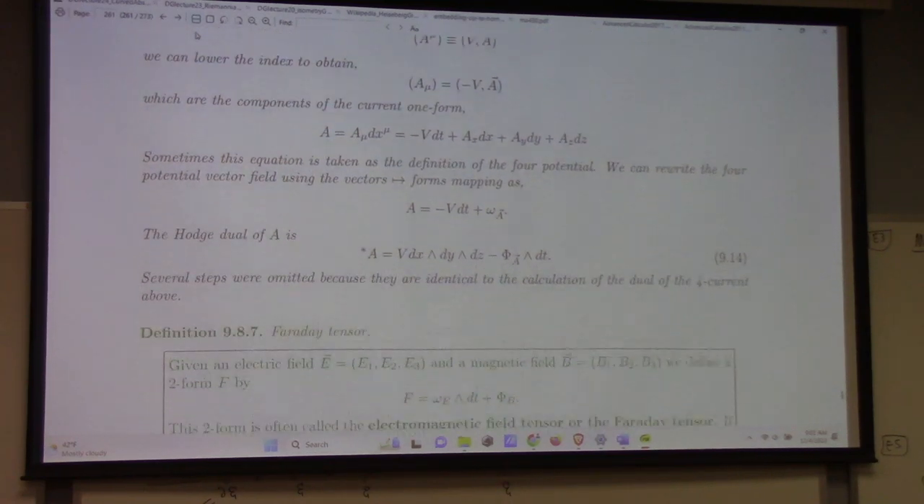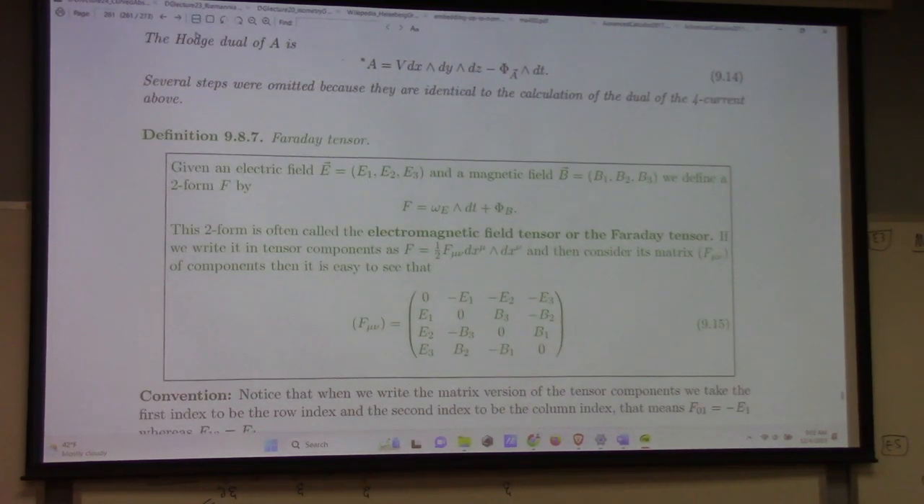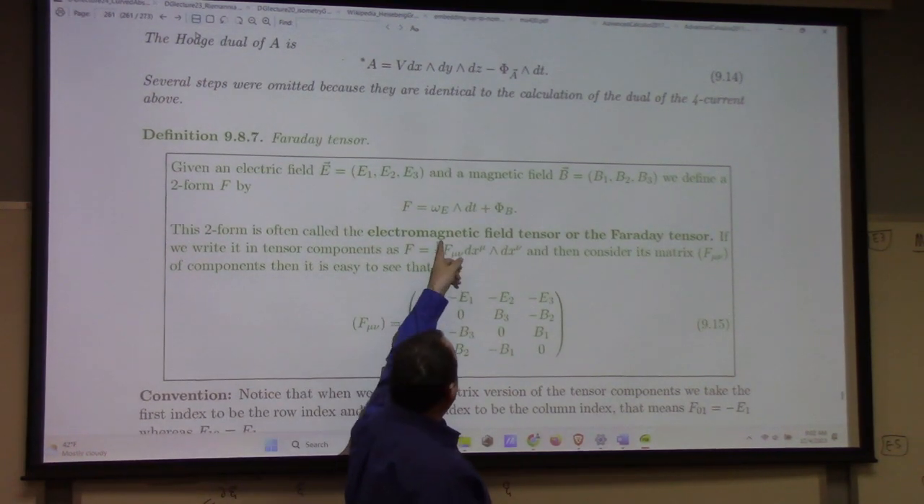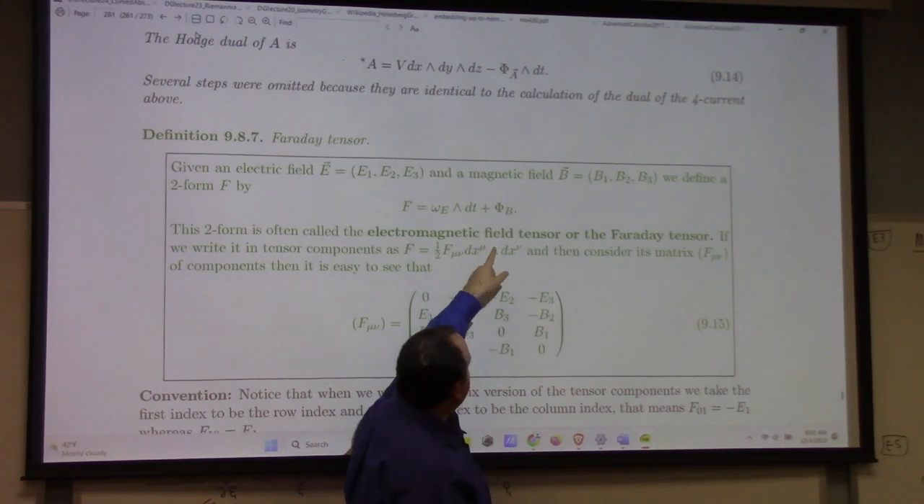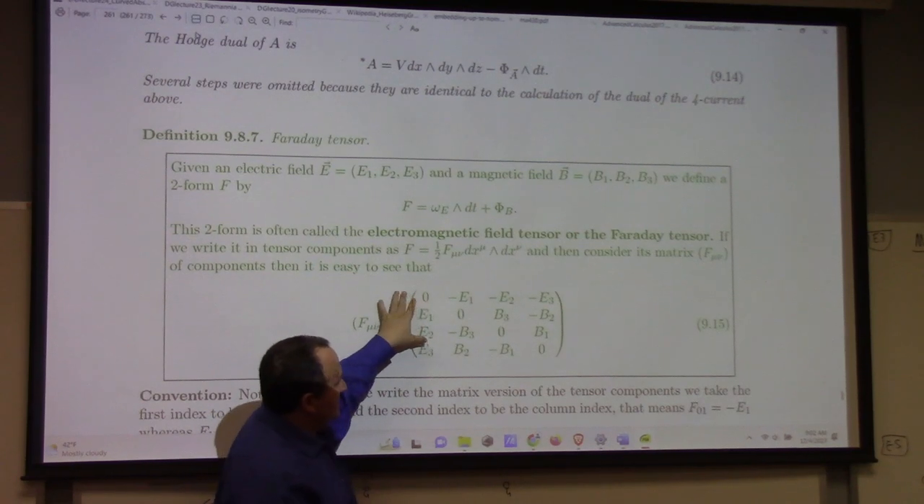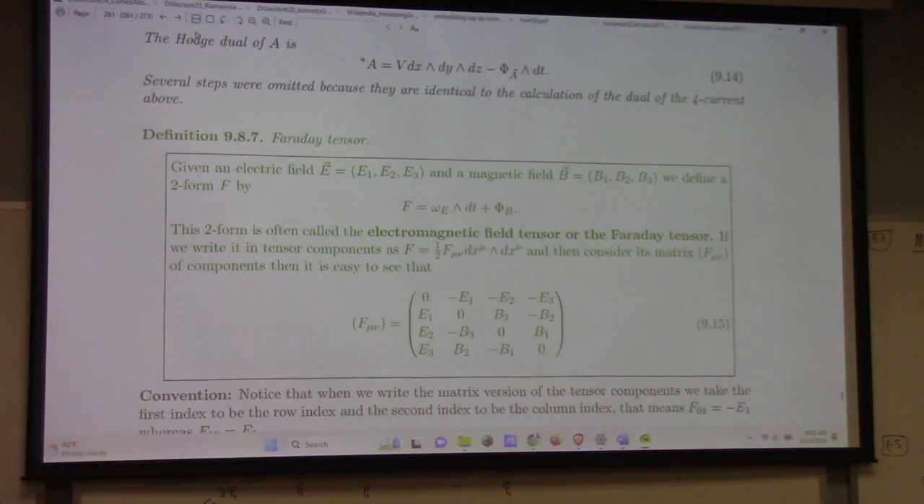You can write electromagnetism in terms of something called the Faraday tensor, which is formed from the work form of an electric field wedged with the dt plus the flux form of a magnetic field. So you have this 2 form that has the electric and magnetic field both in it.